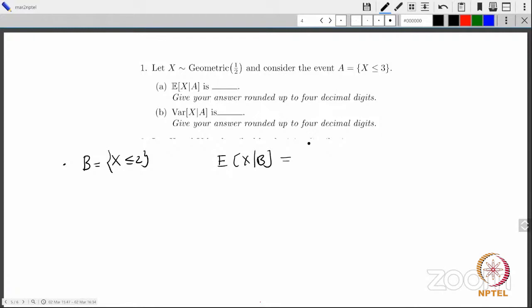E of x given B, the definition is what? The summation over k, where x can take the values 1 to infinity because x is geometric, of the probability that x equals k given B, times k. This is the expectation of the conditional expression of x given B. Agreed? Is the definition clear? So all you have to do is compute the probability of x equal to k given B.